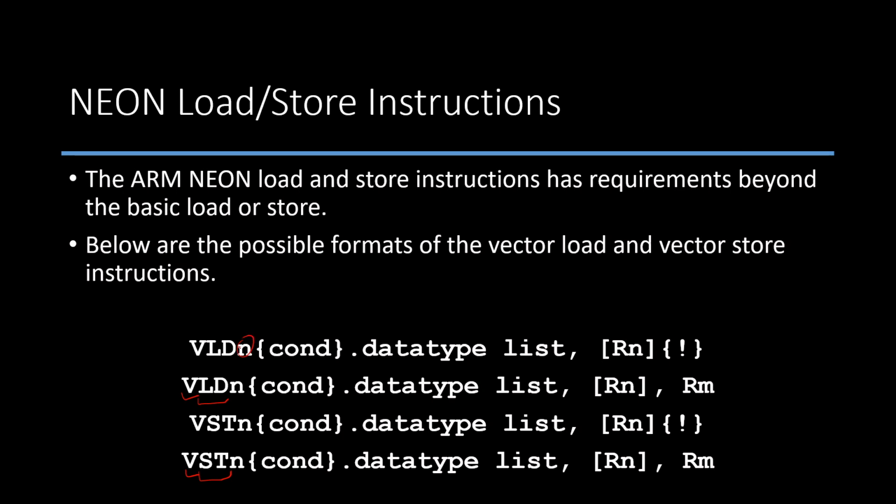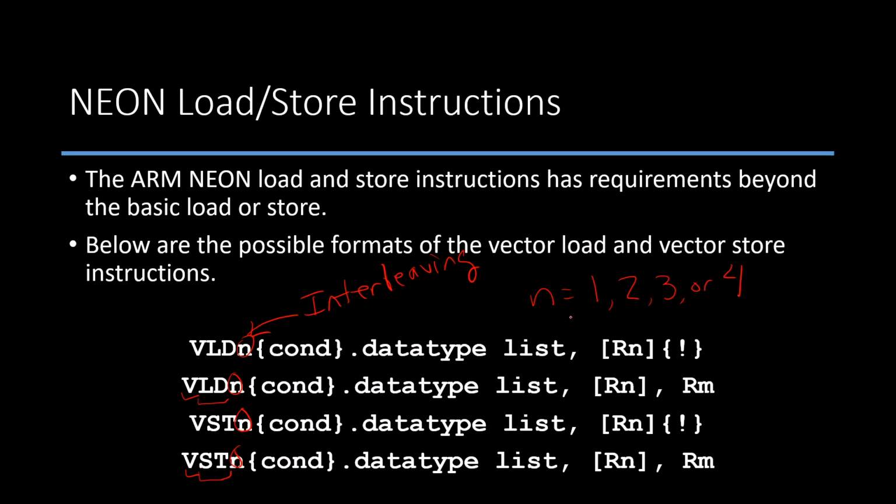But this little lowercase n that's at the end of each one of these identifies the interleaving. And if you remember from our earlier discussion, interleaving allows us to grab every element or every other element or every third element or every fourth element. So n is equal to 1, 2, 3, or 4.